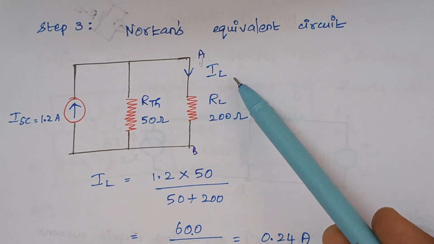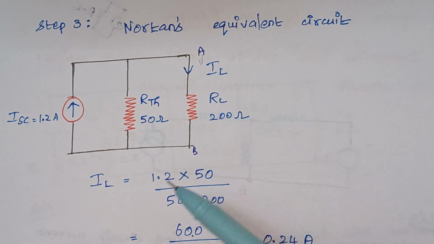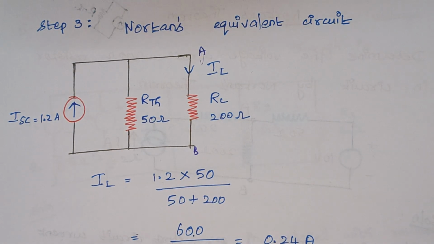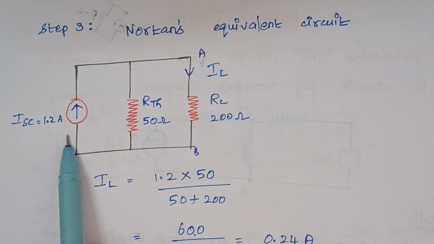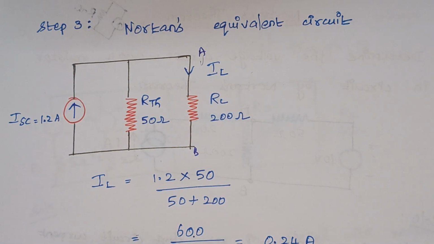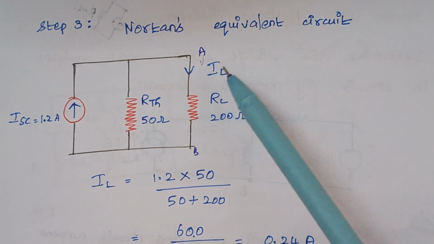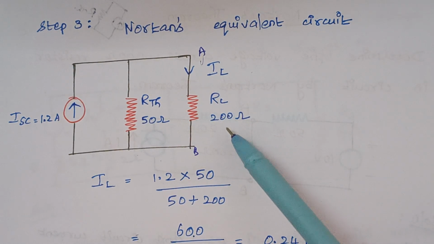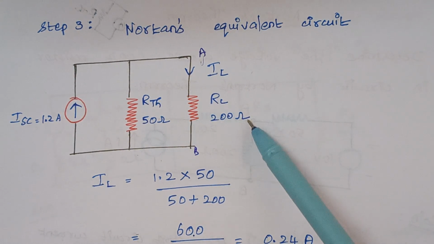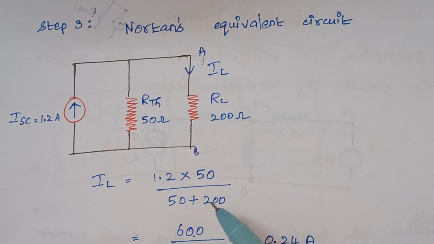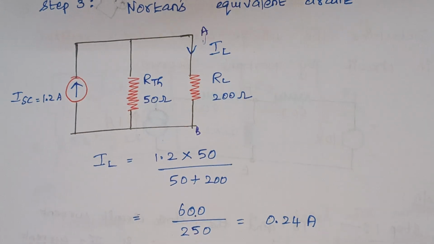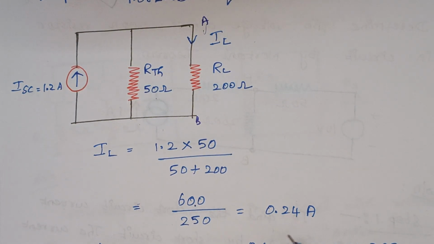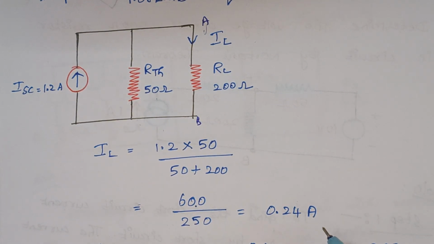To calculate the load current, what is the formula? Total current into opposite resistance divided by total resistance, right? The total current is 1.2 amps. We need to calculate the current that flows through this 200 ohm. The resistance opposite to this 200 ohm is 50. So 50 divided by the total resistance, 200 plus 50. Once you solve, we end up with the answer 0.24 amps, right?